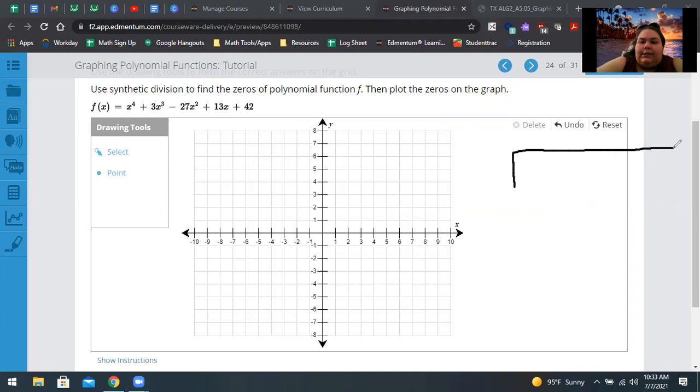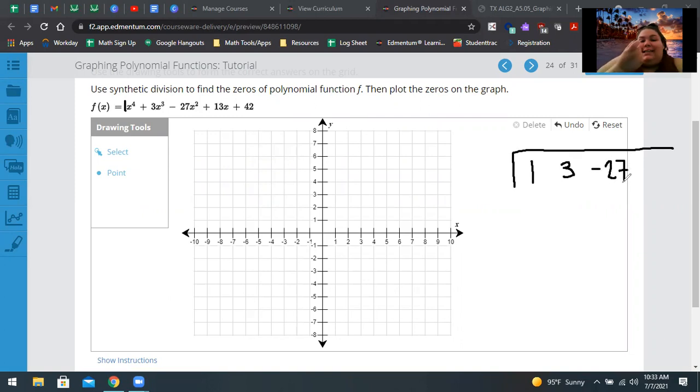There's a couple of other ways to set it up, but I'm only going to write the coefficients, so no variables are going to be written here. The coefficient for x to the fourth is an invisible 1, so we'll write the 1 here. We have 3, negative 27. Because it already goes in order, there's no need to put a 0 in there.